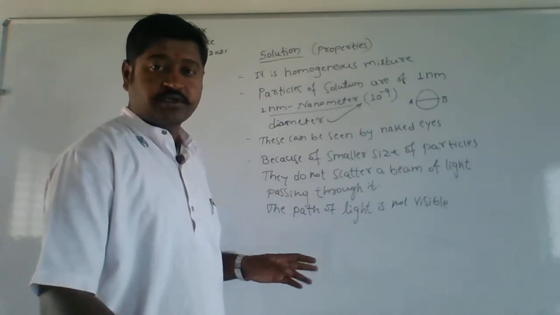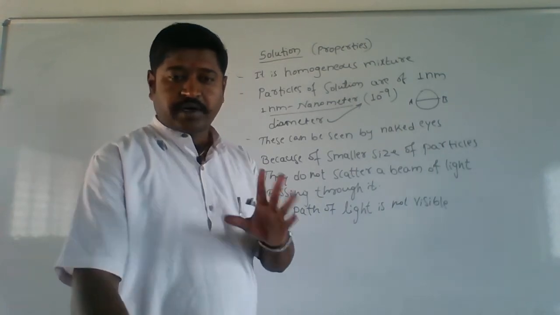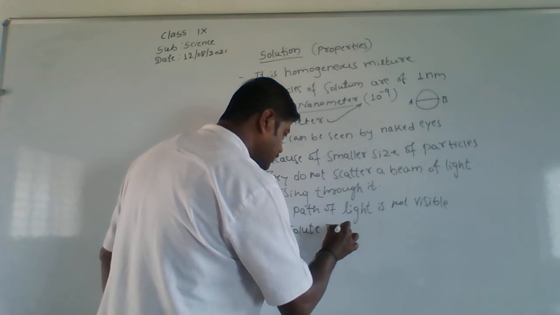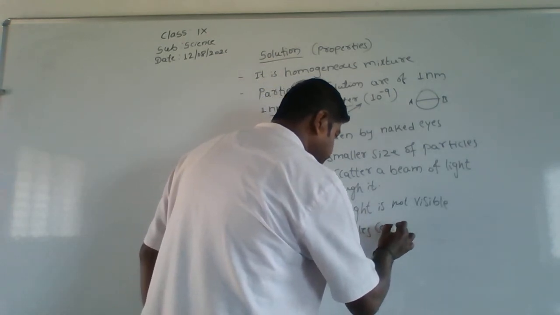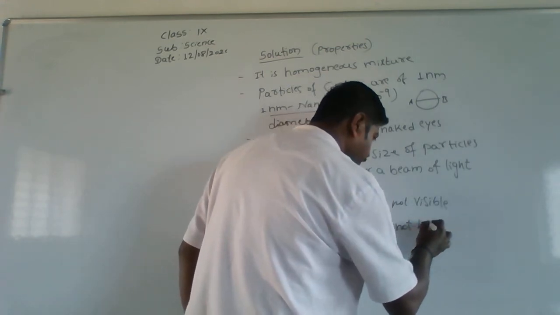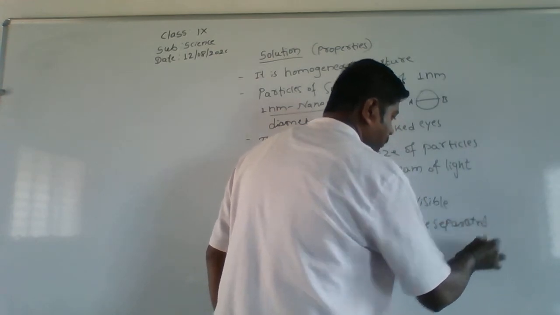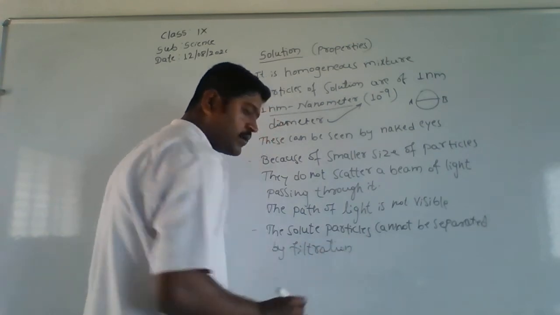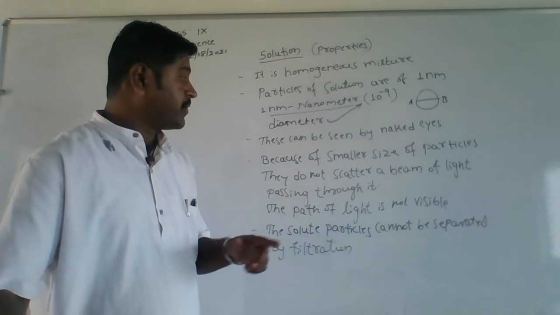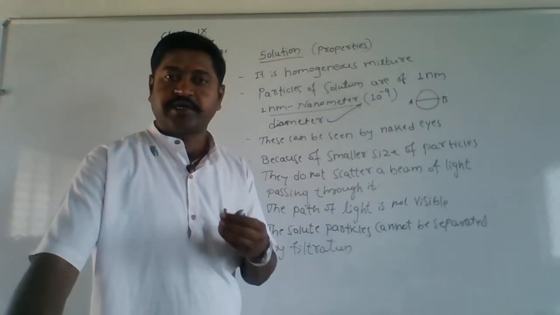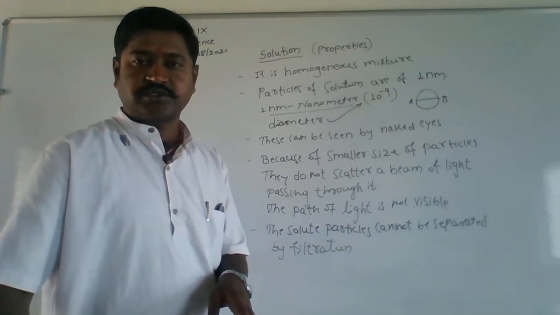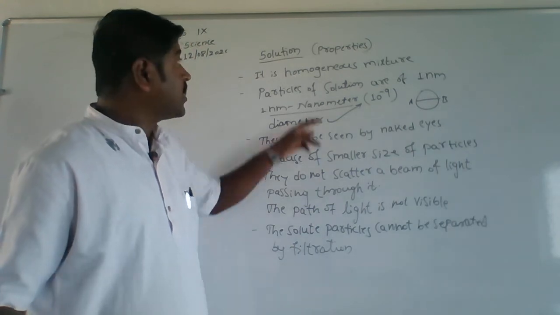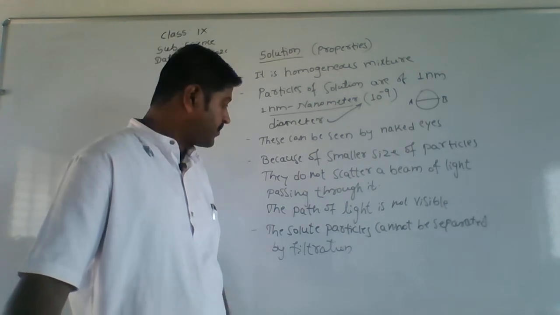The next property of this solution is the solute particles cannot be separated by the process of filtration. You must remember activity 1 and 2, then only you will get all this idea. Which beaker was having a solution, which beaker was having a suspension and all, right? Homogeneous, heterogeneous. So if you remember that activity 2, you will understand the solute particles cannot be separated by a process of filtration in this solution. Is this clear?